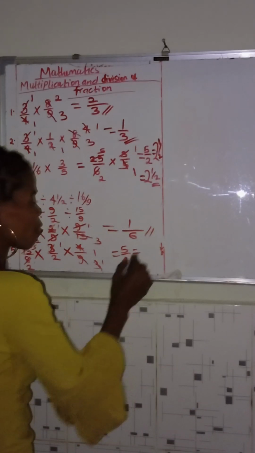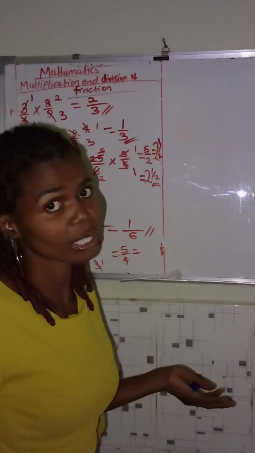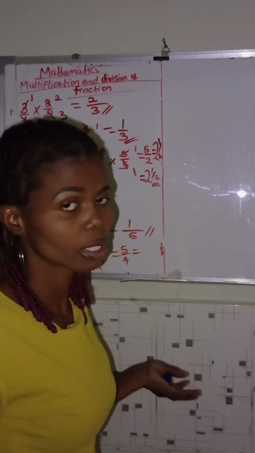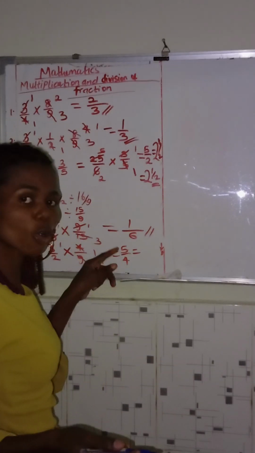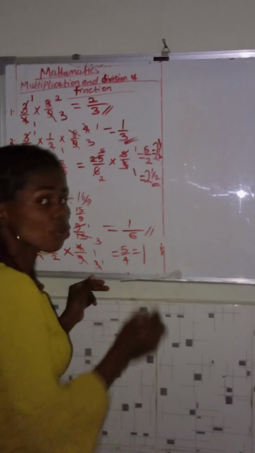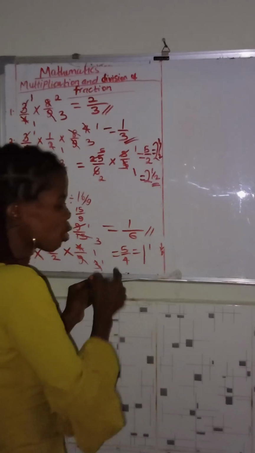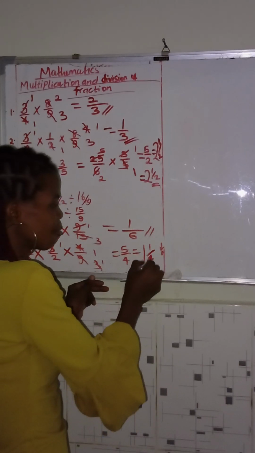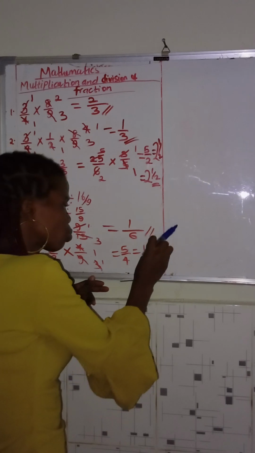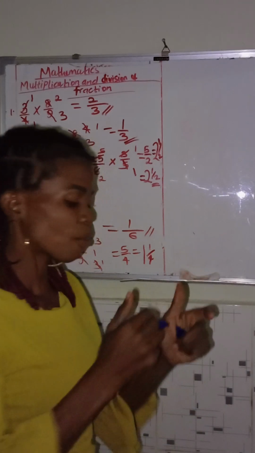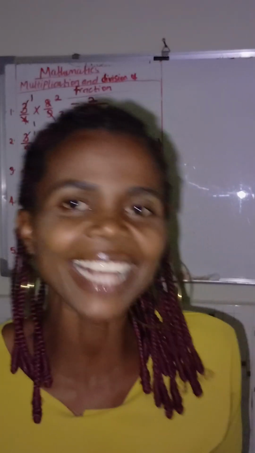This is an improper fraction. I change it or convert it to a mixed number or mixed fraction. That's how many times will 4 go in 5? Once. What is remaining? 1 all over the denominator 4. And that is how you solve for your multiplication and division.